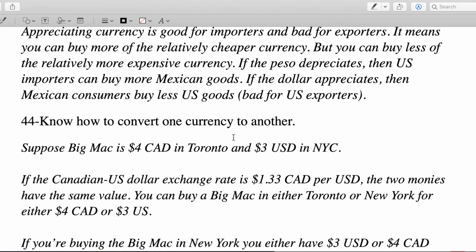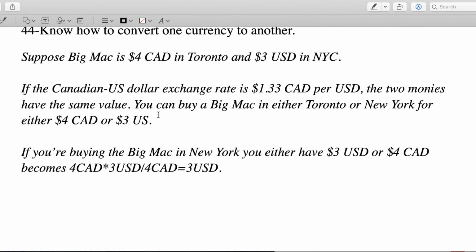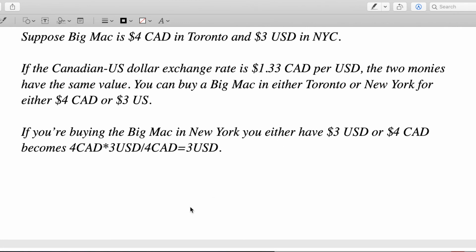Thinking about how to convert one currency to another. So suppose a Big Mac is $4 Canadian in Toronto, $3 U.S. dollars in New York City. If the U.S. Canadian dollar exchange rate is $1.33 per U.S. dollar, the two monies have the same value. You could buy a Big Mac either in Toronto or New York City for either $4 Canadian or $3 U.S.